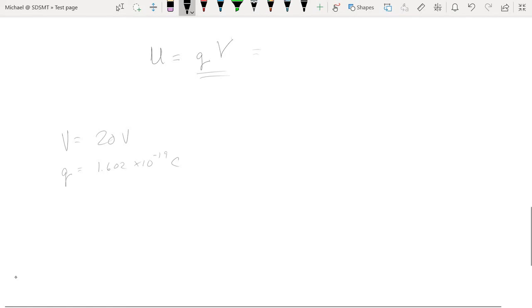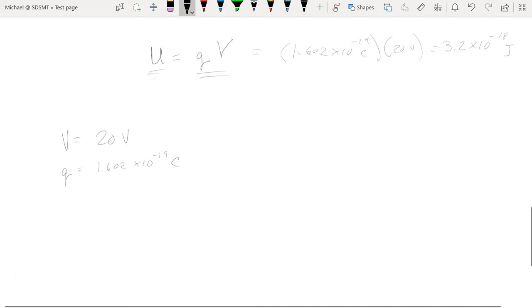Well, that's not so hard. We're just going to take our charge value and we'll multiply it by the 20 volts. We get out our calculator. 1.602 times 10 to the negative 19 times 20, and this makes for 3.204 times 10 to the negative 18. We need units. Well, we're looking for an energy term, so that's joules.